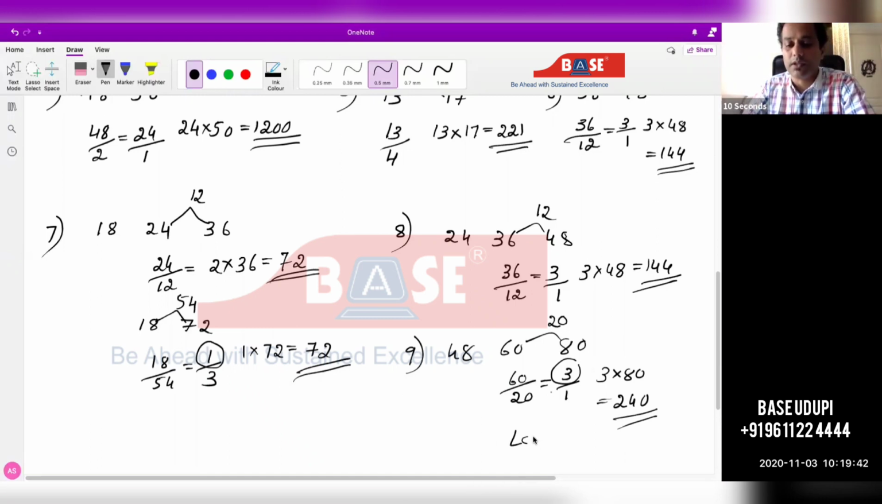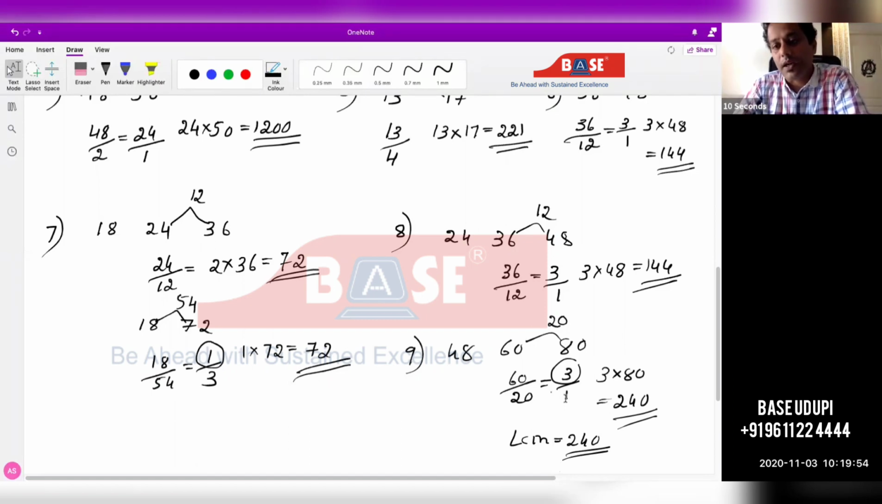So LCM is 240. 240 is the LCM. So this is how we have to find LCM. Even if there are more than 3 numbers, you need to take the 2 bigger numbers. Then you need to get the answer using the shortcut and cross check whether it is divisible by the other number or not. If not, take those numbers again, use the same shortcut again. This is how we have to find LCM.